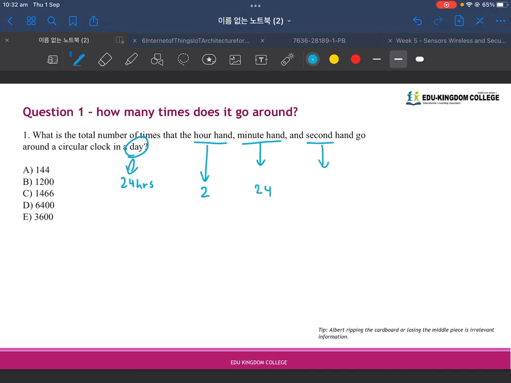And the second hand, let's have a look. The second hand goes around the clock how many times? Once every minute. And in 24 hours, how many minutes are there? Well, if there's 60 minutes in an hour and there's 24 hours, this must be the total amount of minutes we have, don't we? So we just add all these numbers up and we get 1466, which gives us our answer C.